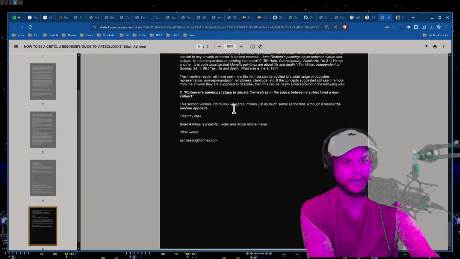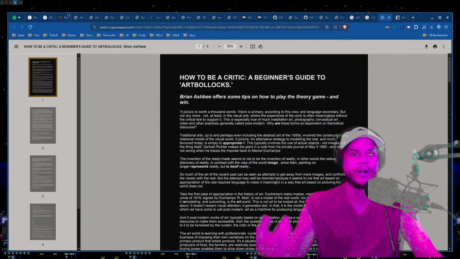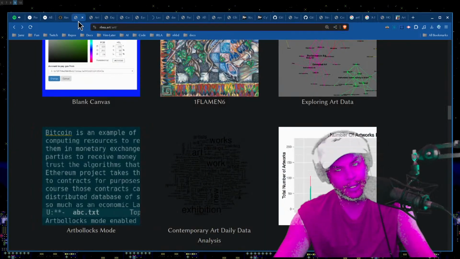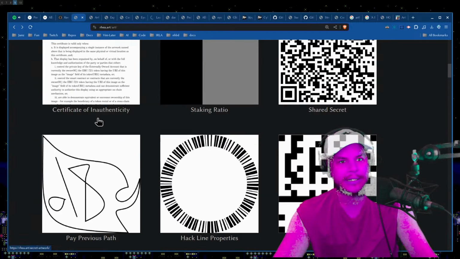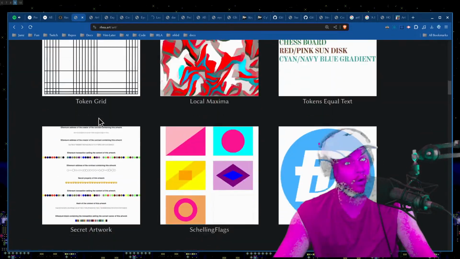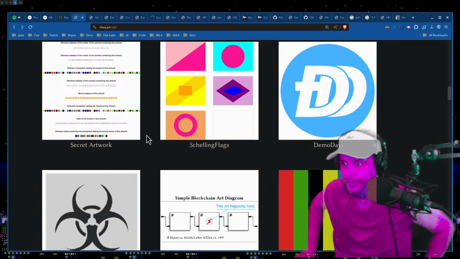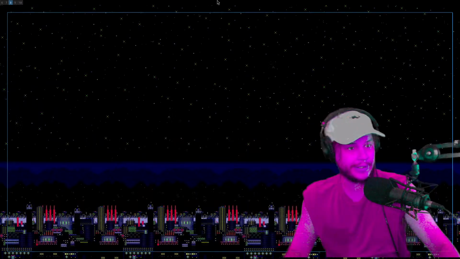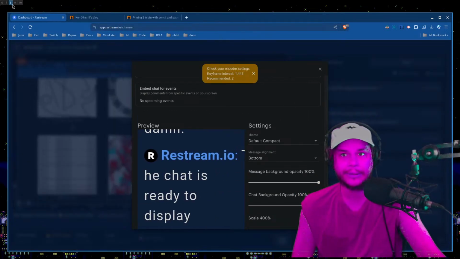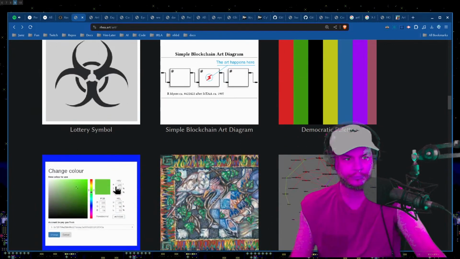How to be a critic. I think I'll do a separate one on this because we're literally trying to get through... I was trying to get through two artists today, but struggling because there's a lot of stuff here. Okay, we're making progress. People say they look at artists, but do they actually look at the artist? It takes a minute.